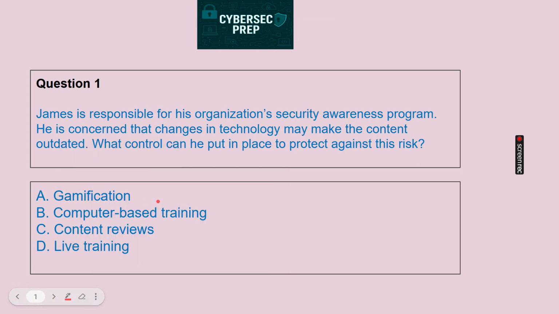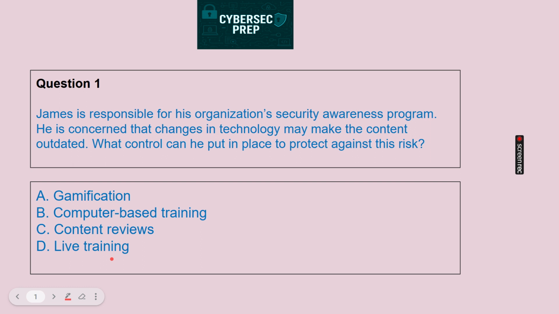Okay, question number 1. James is responsible for his organization's security awareness program. He is concerned that changes in technology may make the content outdated. What control can he put in place to protect against this risk? Options: gamification, computer-based training, content reviews, live training. We have to select the most appropriate and correct response out of these four options.